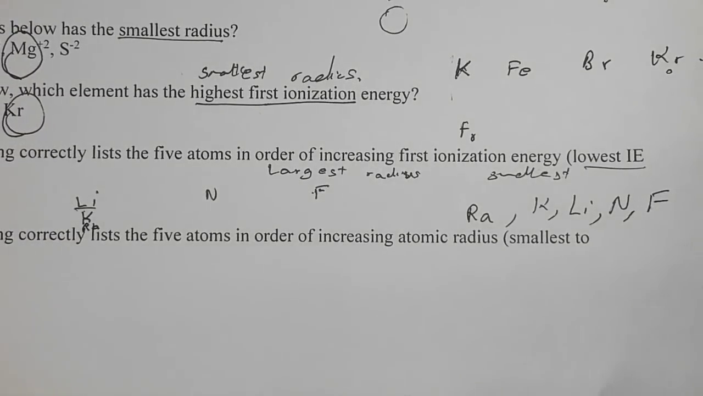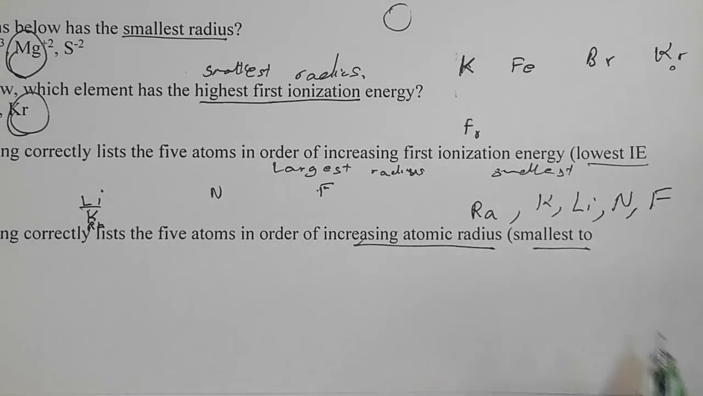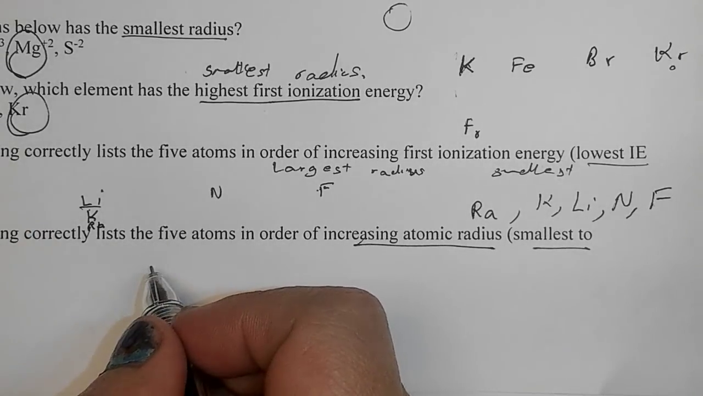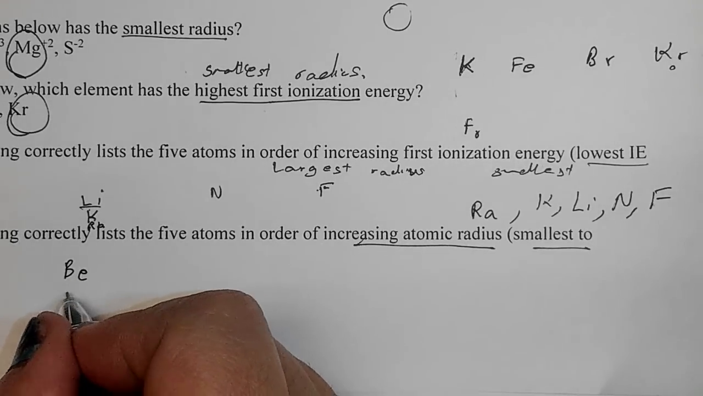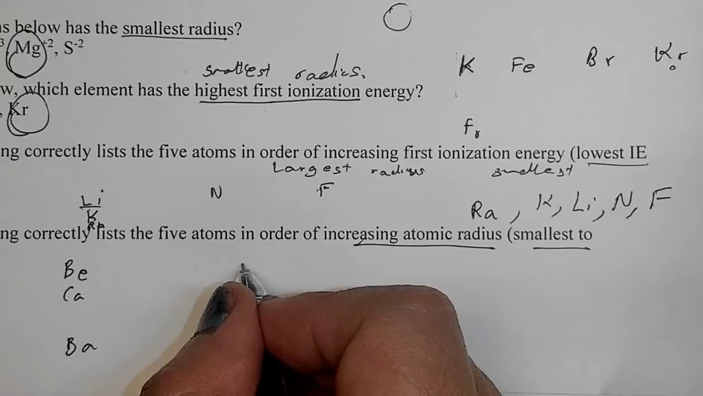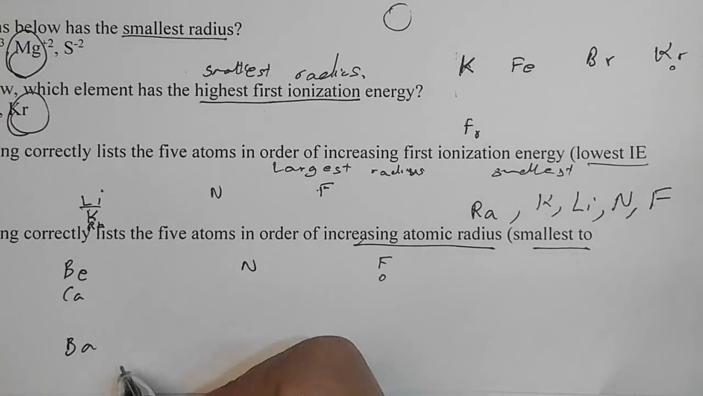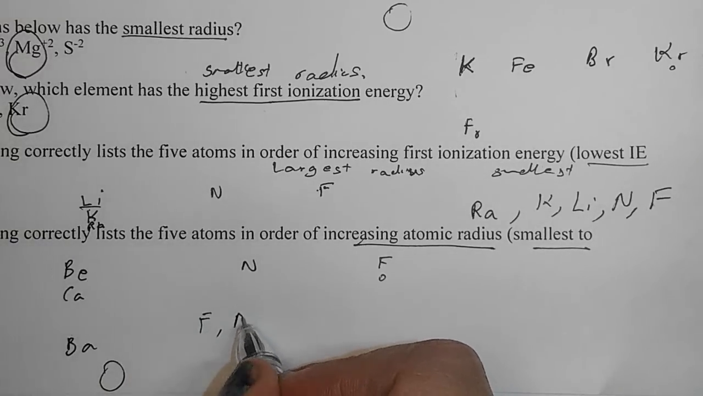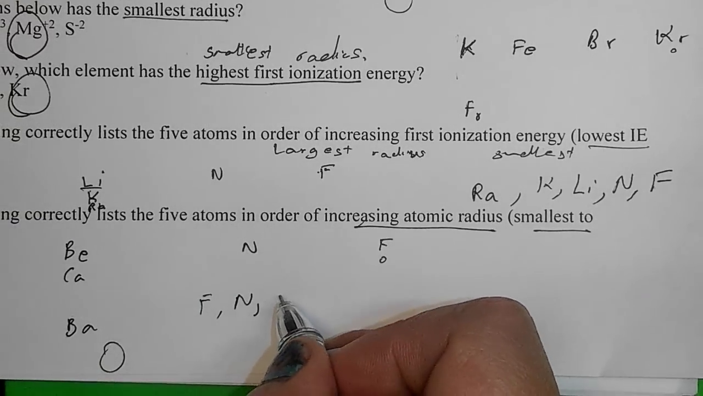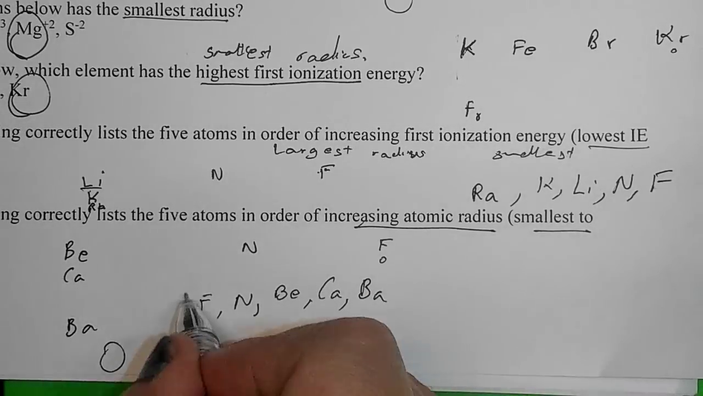Which of the following correctly lists increasing ionic radius, smallest to largest? Okay, smallest to largest. Let's try to figure out where they are. Ba, Be, Ca, N, and F. Smallest radius, largest radius. Okay, smallest to largest: F, N, Be, Ca, Ba. My answer.